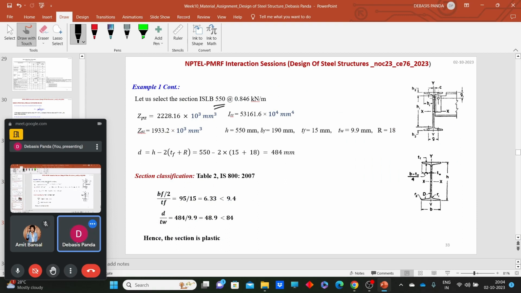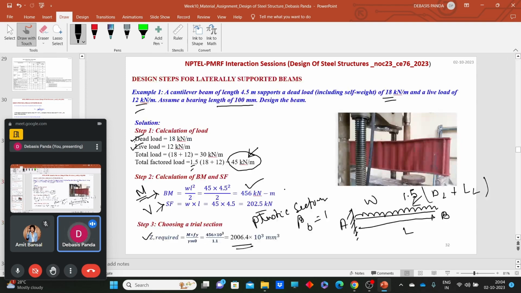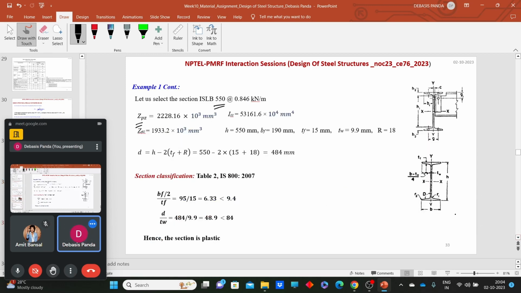So here for that section, the plastic sectional modulus is 2228.16, and our requirement for plastic sectional modulus is 2006.4. So here I have selected that ISLB 550. You can go for a different kind of section, but you need to ensure that whatever section you are selecting, the plastic sectional modulus should be more than the required plastic sectional modulus. Okay. Now the subsequent values like the modulus of elasticity, the overall depth, the width of the flange, thickness of the flange, root radius, all the values I have taken from the SP6 values.